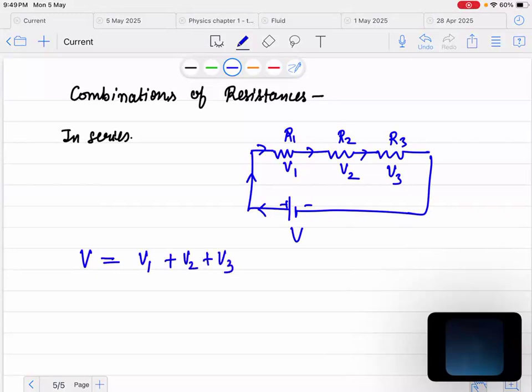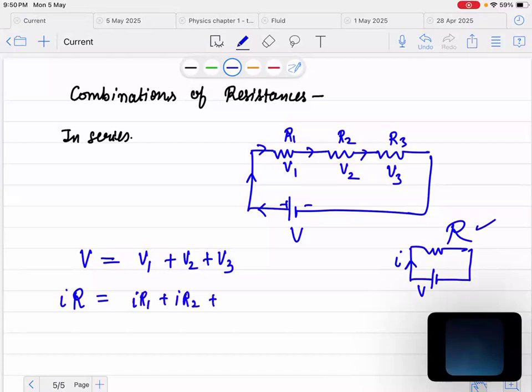So V is, suppose, I into R. R is the total equivalent resistance. It means instead of 3, if there is one single resistance, then the equivalent resistance should be capital R. Suppose I am using the same battery and the same amount of current, then what should be the value of the total resistance? It is capital R. So V is IR, V1 is IR1, V2 is IR2, V3 is IR3. I is the same, so you can cancel. R is R1.